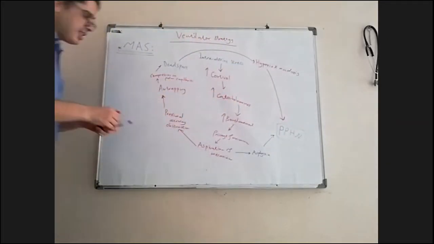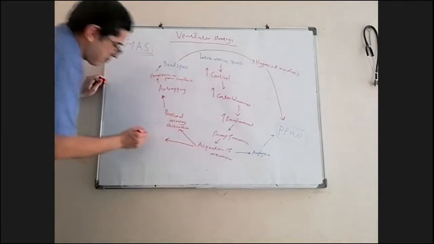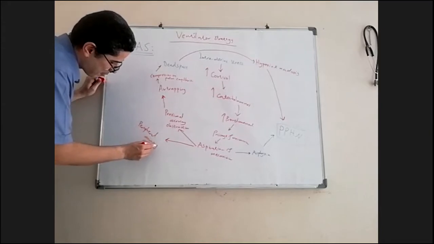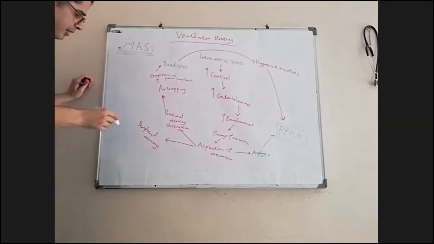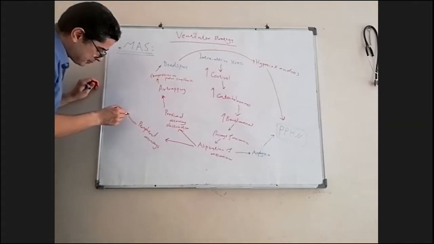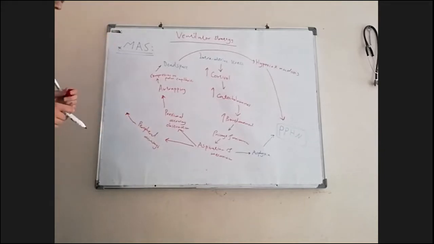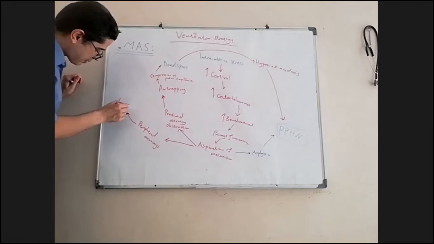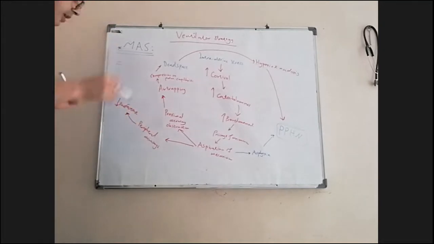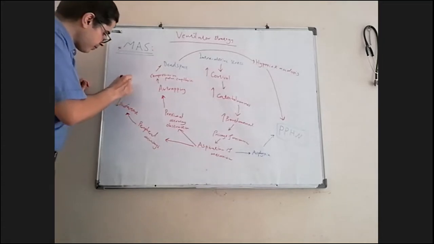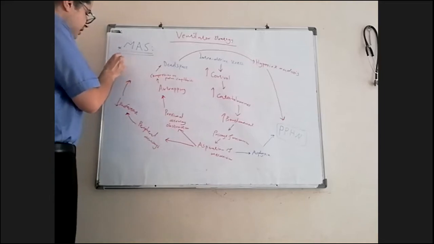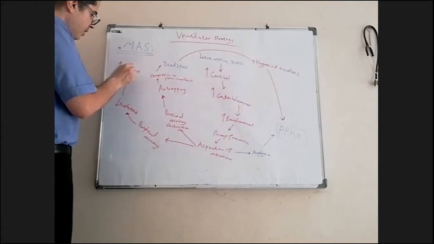Let's say the obstruction happened in the peripheral airways. What will happen when the effect is on the peripheral airways? There is denaturing of the surfactant, so there will be decreased surfactant. The meconium will occupy the place of the surfactant. So this will lead to decreased compliance and increased elastance.